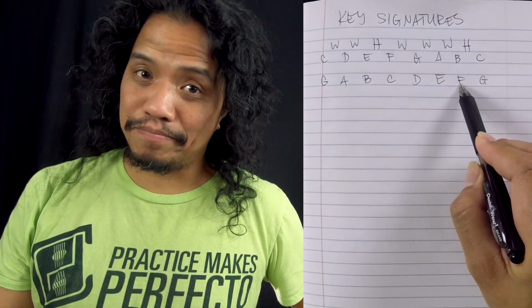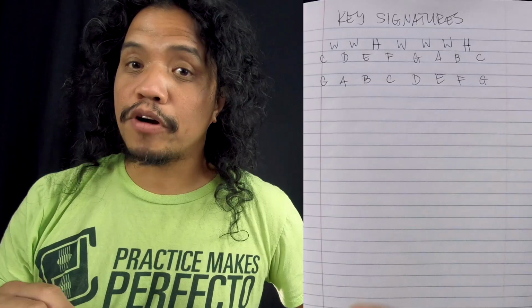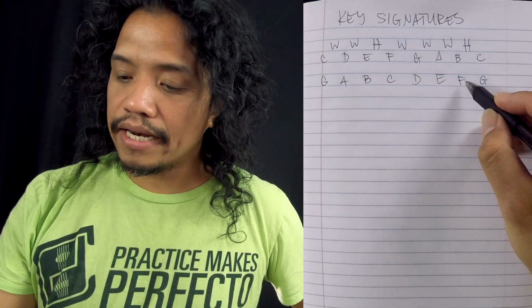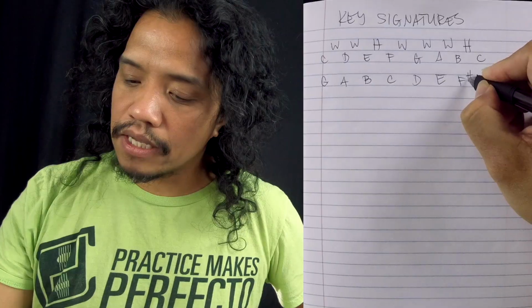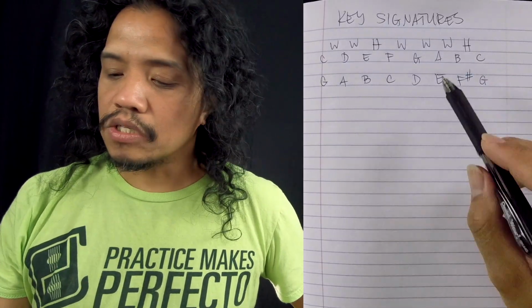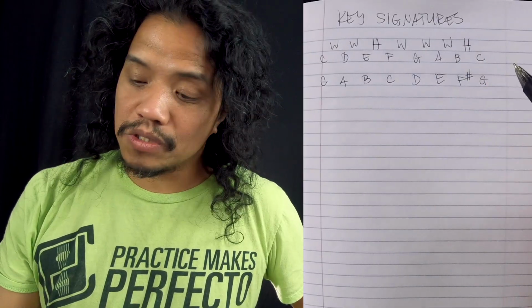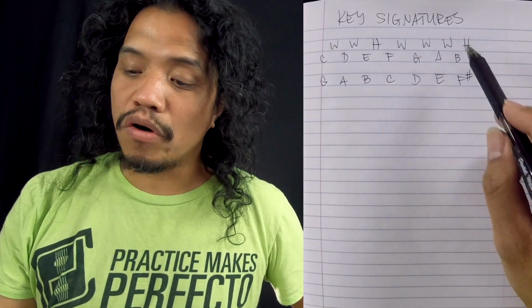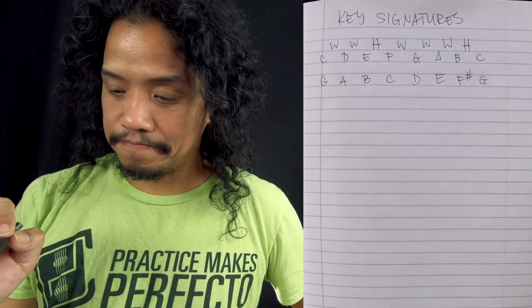E to F is a half step. So now we're going to have to tweak the F note so that we get a whole step from E. And the way to do that is to raise it up by a half step, which means sharp it. Okay, so now E to F sharp is a whole step, and that also takes care of the next requirement, which is a half step. F sharp to G is now a half step.